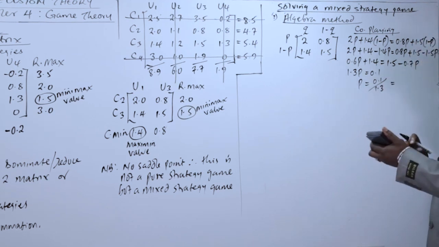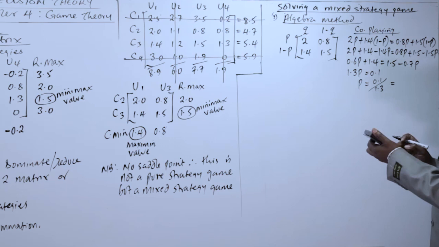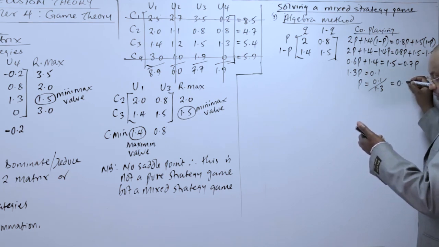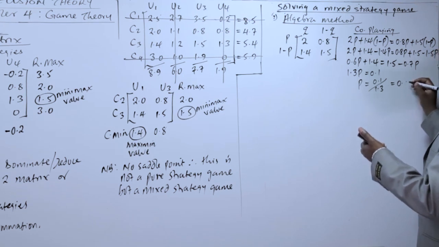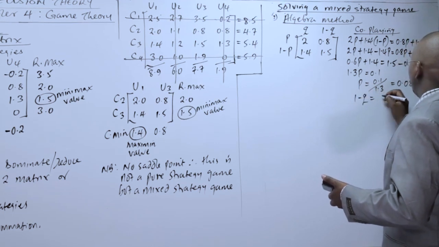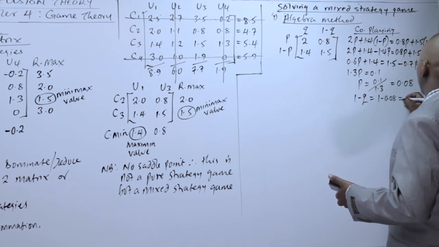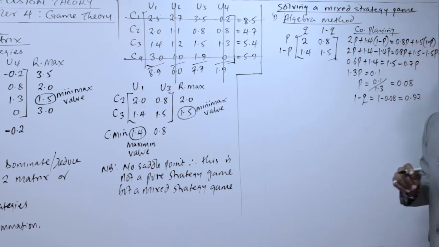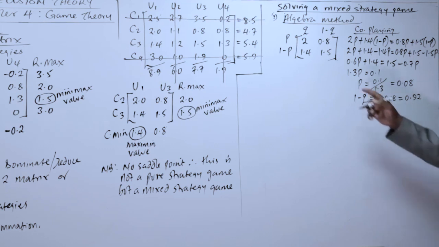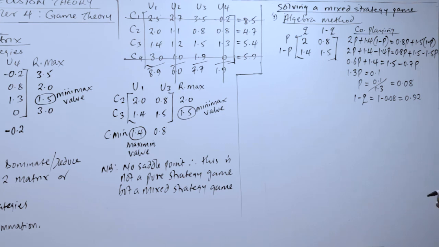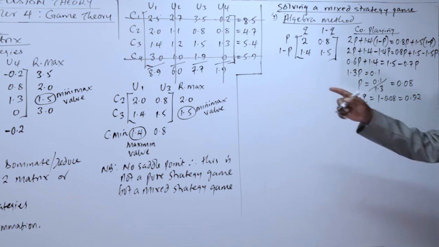This will give us 0.1 divided by 1.3, which is 0.08. So now 1 minus p can be 1 minus 0.08, which is 0.92. That means the company is likely to play more of the second strategy, C3, compared to when they are playing the first strategy.